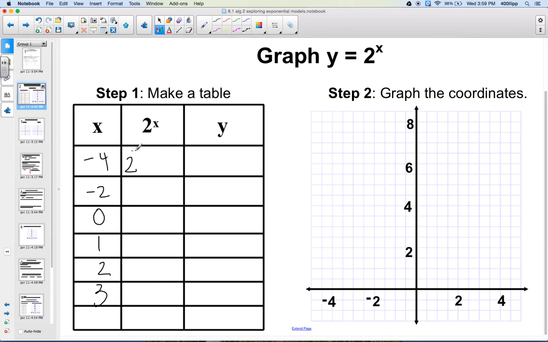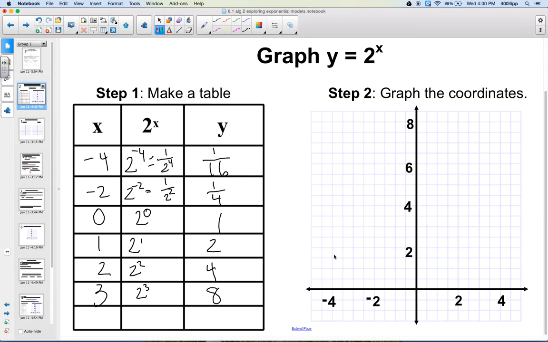Okay, so we have 2 to the -4. So we need to remember exponent properties, where if I have a negative exponent, I bring it down to the denominator, and then I can simplify. Anything to the 4th power is the same as squaring it twice, so this will be 16, because 2 squared is 4, 4 squared is 16. If I do 2 to the -2 here, that will be 1 over 2 squared, which will be 1/4. Anything to the 0 is always equal to 1. 2 to the 1st is 2. 2 squared is 4. 2 cubed is 8. So you can go ahead and graph that.